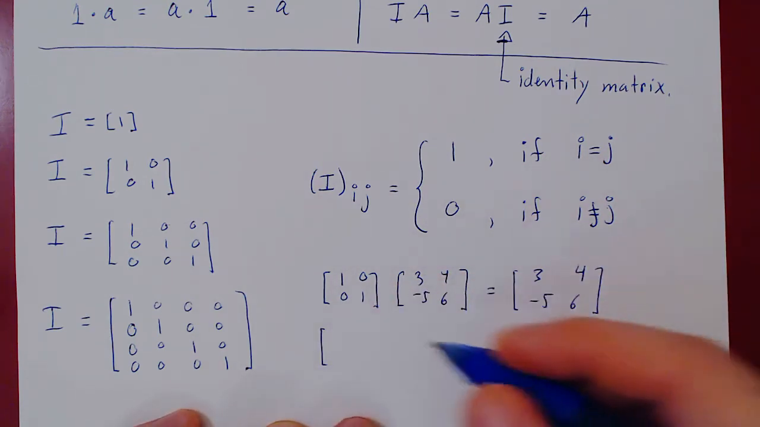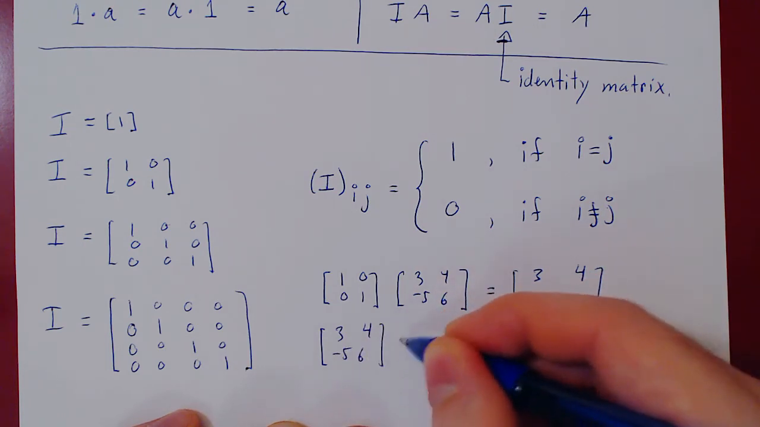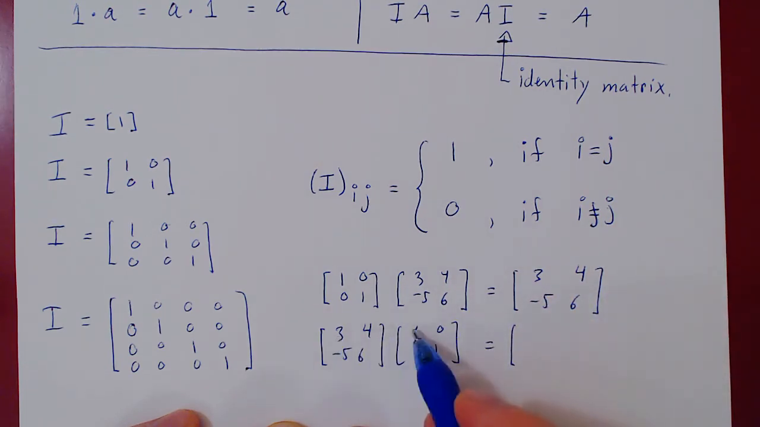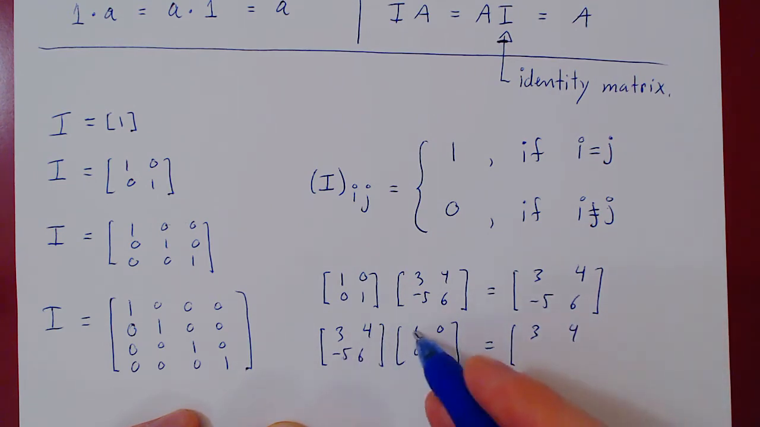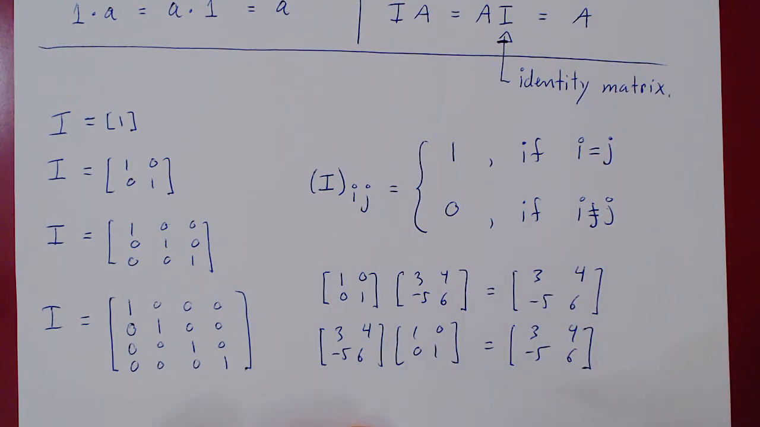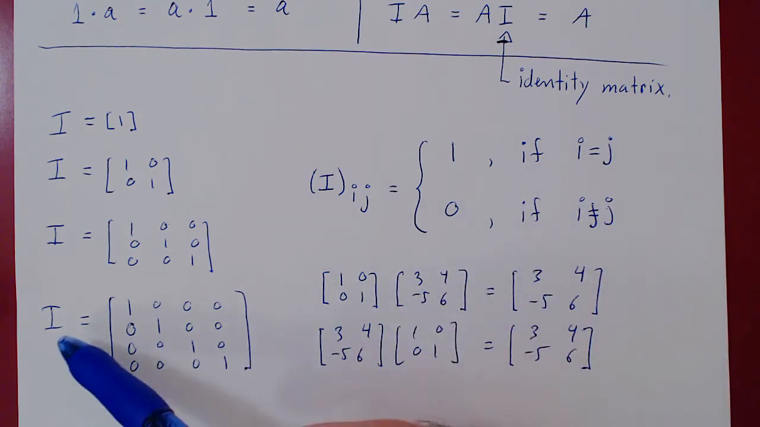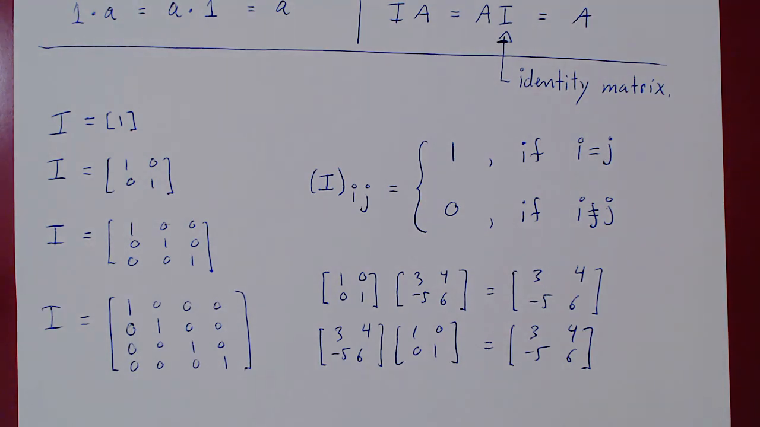And it works both ways. If you did the matrix A first, times I, you get 3 plus 0, 3. 0 plus 4, 4. Negative 5 plus 0, negative 5. 0 plus 6, 6. And once again, you get back the matrix A. And this works for any square matrix if you take I to be, again, the matrix of the same size, where you get 1s on the main diagonal, 0s off of the main diagonal. And that's it.